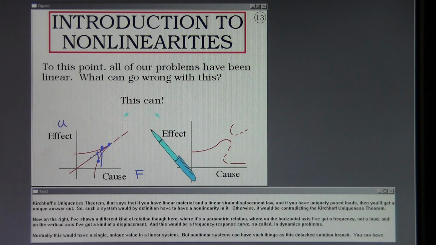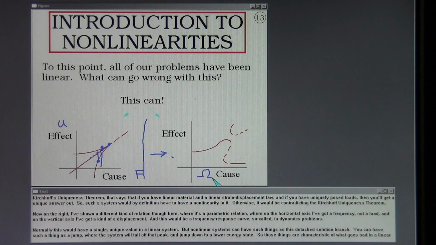Now on the right I've shown a different kind of relation though, a parametric relation, where on the horizontal axis I've got a frequency, not a load, and on the vertical axis I've got a kind of displacement. And this would be a frequency response curve, so-called, in dynamics problems.